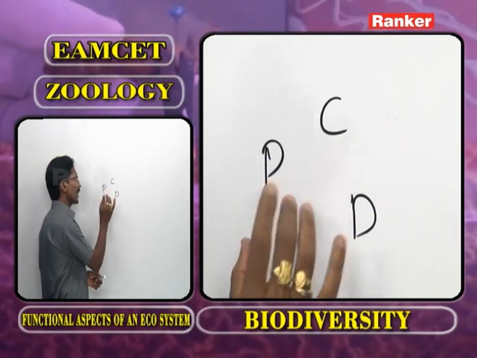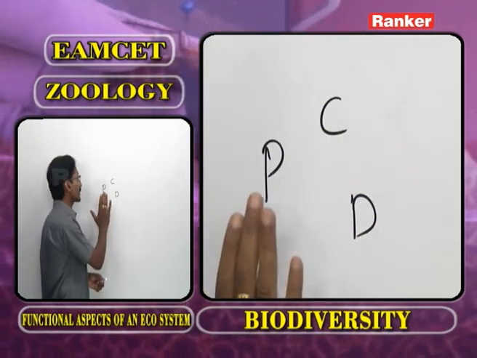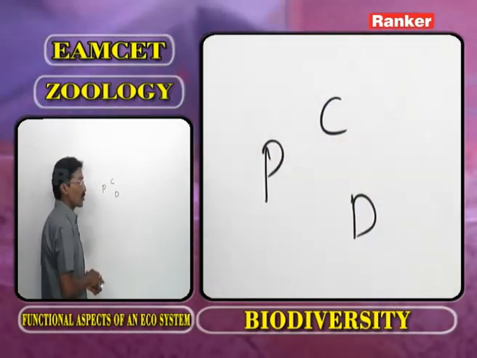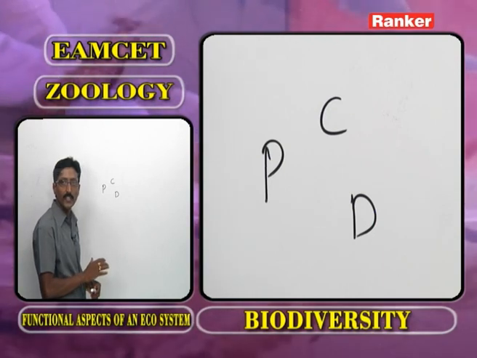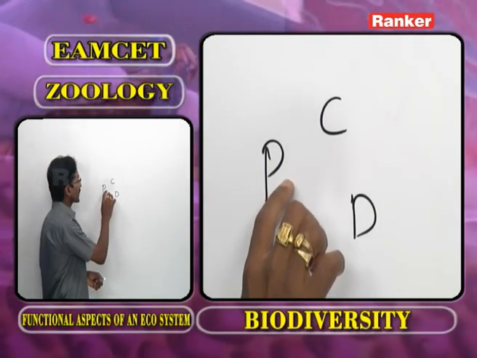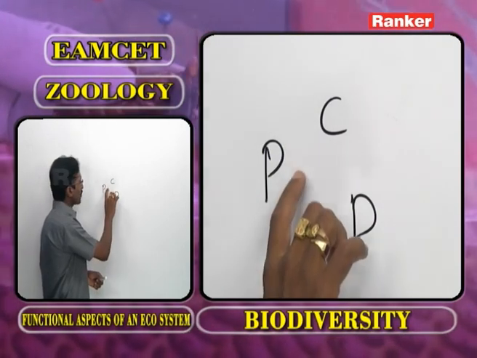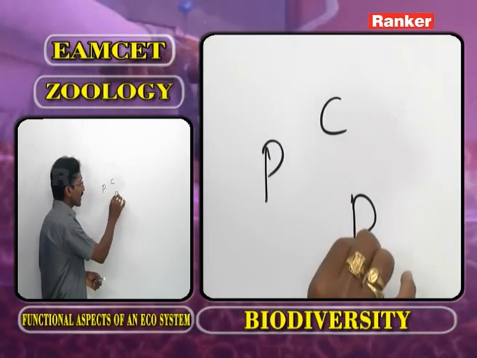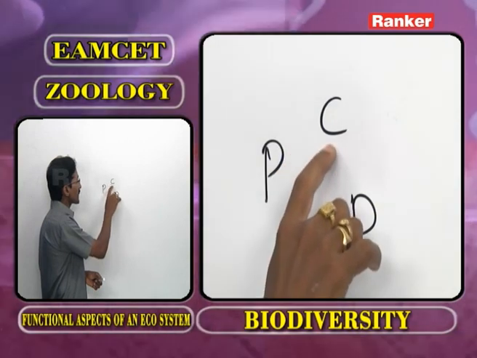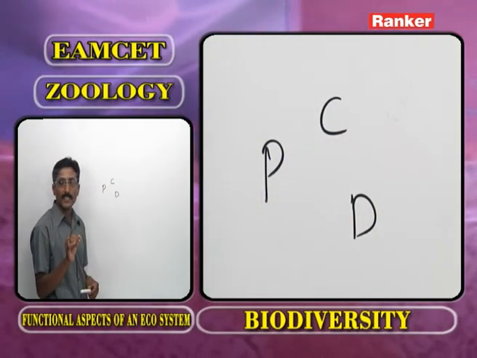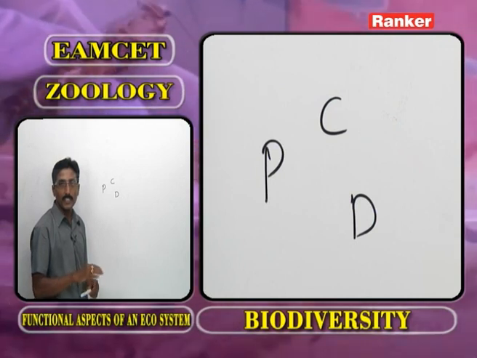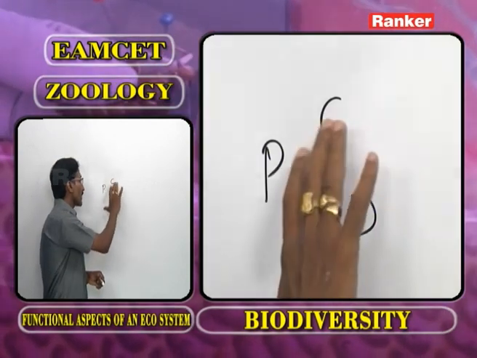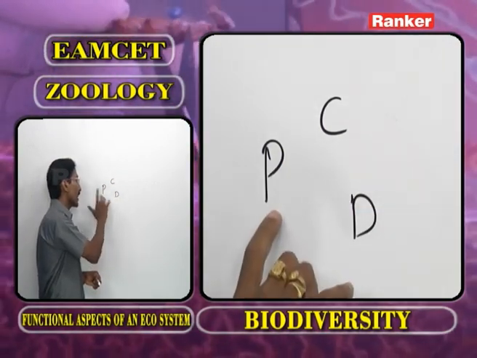The producers utilize some amount of food material for their own activity. The remaining is supplied to consumers. What are the consumers? The primary consumers, secondary consumers, and tertiary consumers. After the death of producers and consumers, their body will be decomposed by decomposers. In the producers' and consumers' bodies, complex organic materials are present. They are converted into simple inorganic nutrients. Again, the simple inorganic nutrients are utilized by producers.